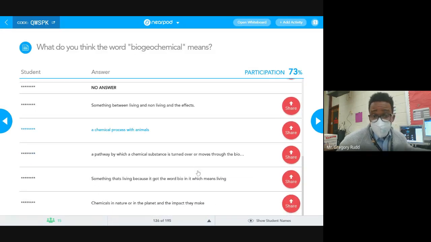Something between living and non-living and the effects. Between, I think I'm going to trust to mean that that's not like actually like the physical space between, but like how they interact and the effects of those interactions. Good. And then one more answer.